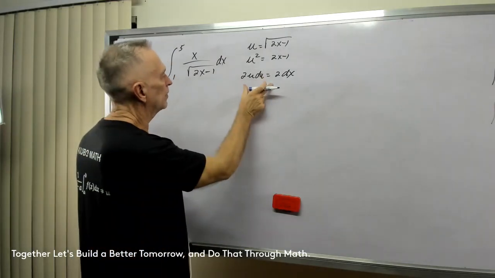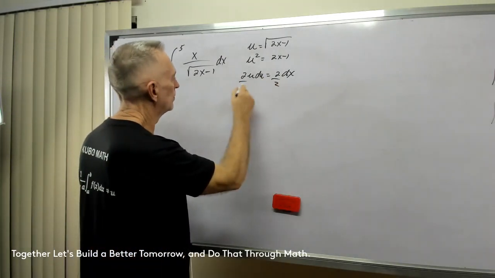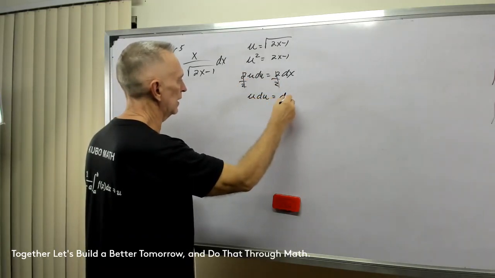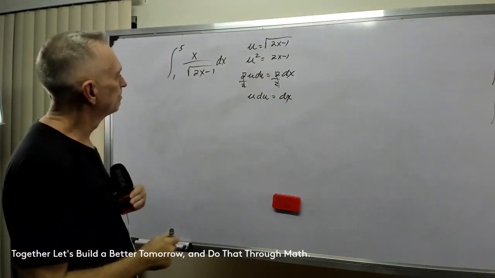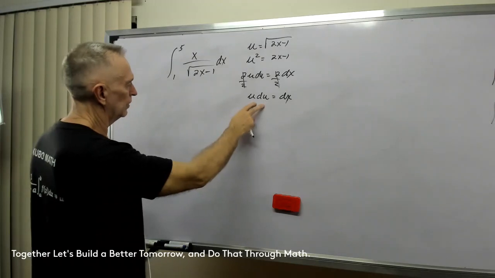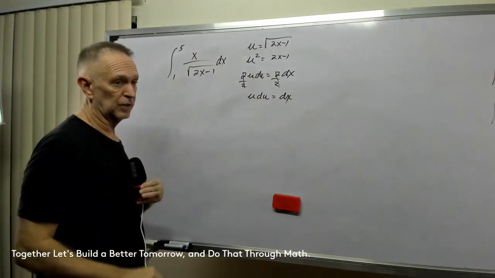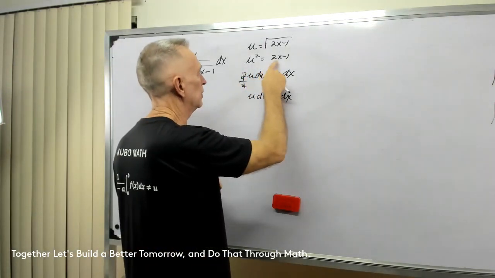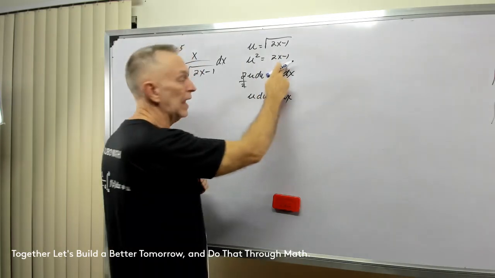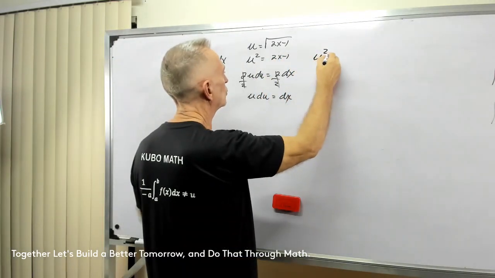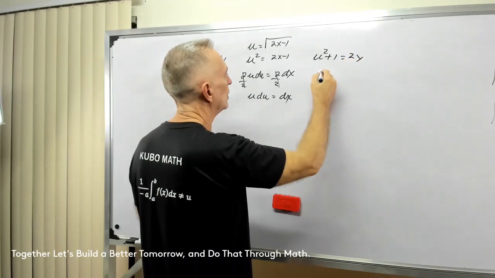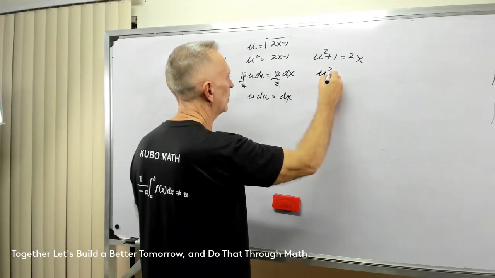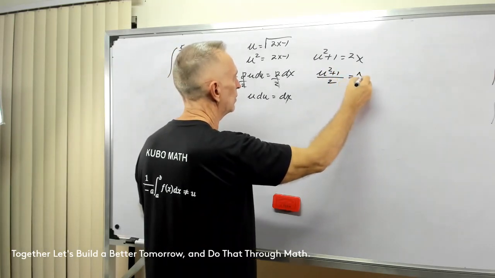Now divide both sides by 2, and I have u du equals dx. You'll notice I still don't have anything to get rid of that x right there. So let me take this equation and solve it for x. I'm going to add 1 to both sides, so I have u squared plus 1 equals 2x. Now divide both sides by 2, so I have (u squared plus 1) over 2 equals x.